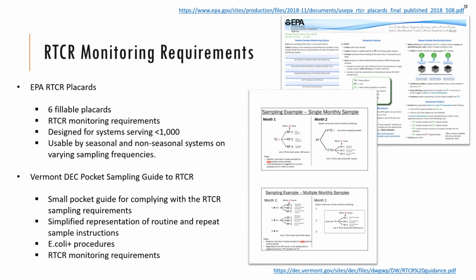Vermont DEC also has a handy 4-page fact sheet, which includes the routine and repeat sampling requirements represented in very compact form. They call it the pocket sampling guide, so that it can be easily carried around. The sampling guide also includes instructions for when there is an E. coli positive routine sample, as well as monitoring requirements under the RTCR.